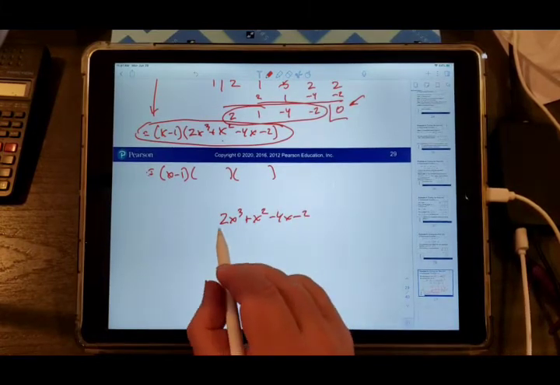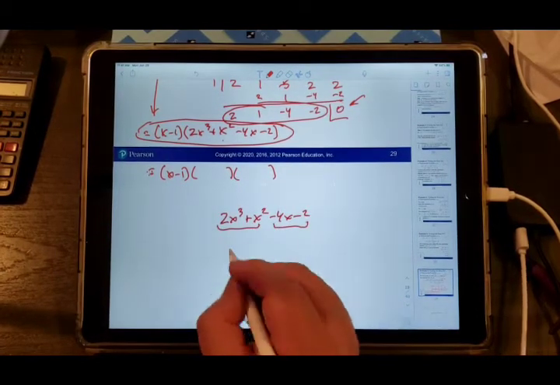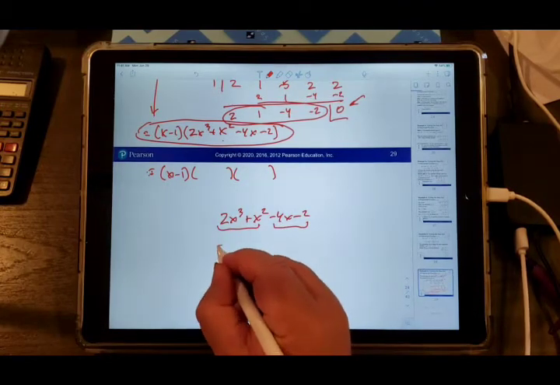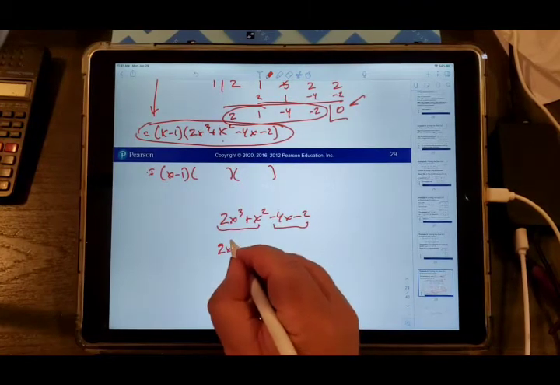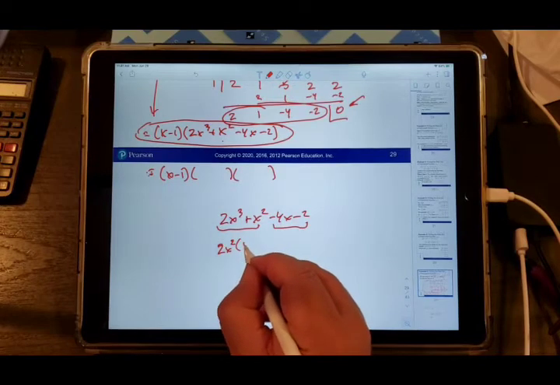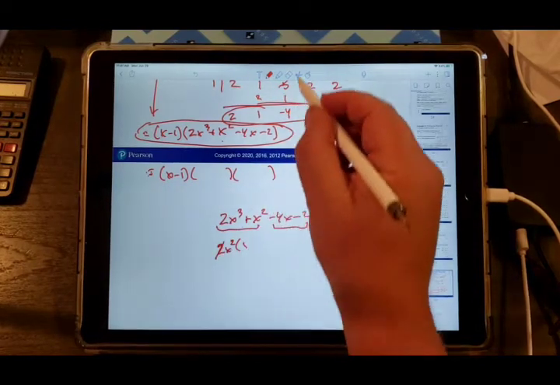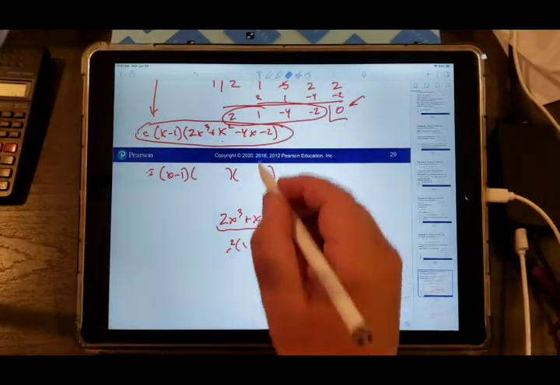And it's called factor by grouping. You look at these two at a time. But the only problem with factor by grouping is it doesn't always work. But I can factor out 2x squared. No, I can factor out x squared from the first two.